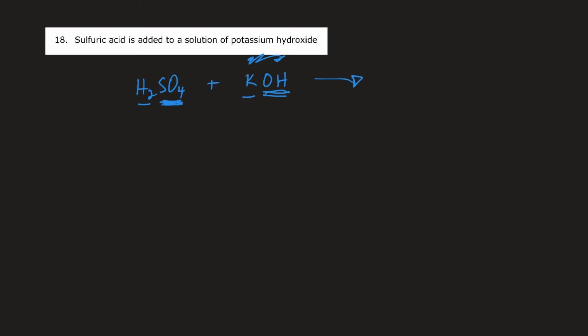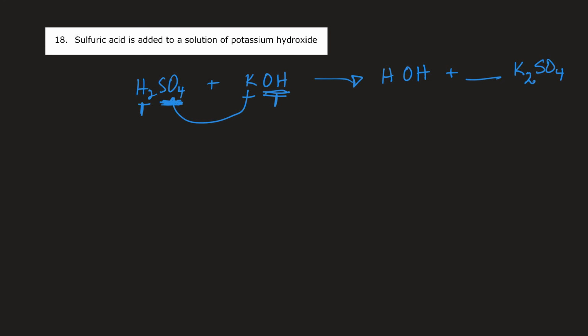And often that works. So this positive hydrogen is going to hook up with that hydroxide. So hydrogen hydroxide. I guess you could just call that water. I like to leave it though as HOH because it helps me balance. And then potassium will go with the sulfate. So K and SO4 go together. Potassium's 1 plus, sulfate's a 2 minus. So I need 2 potassiums to balance that.